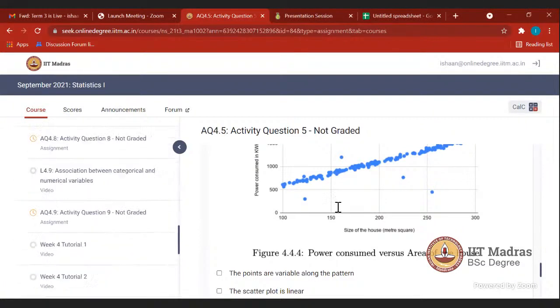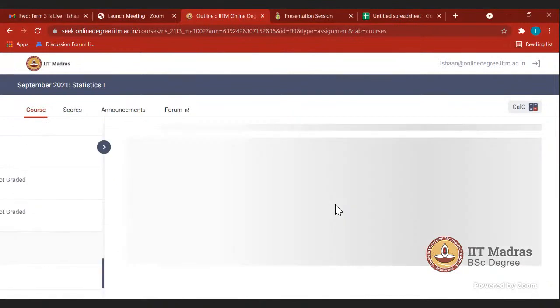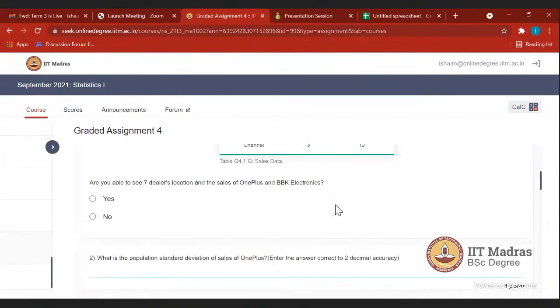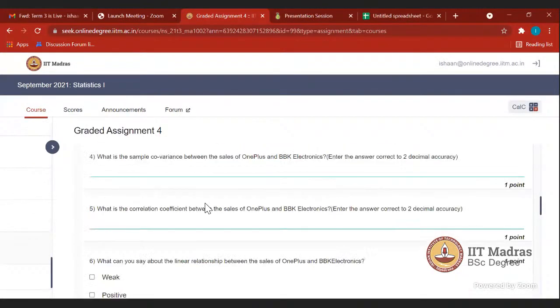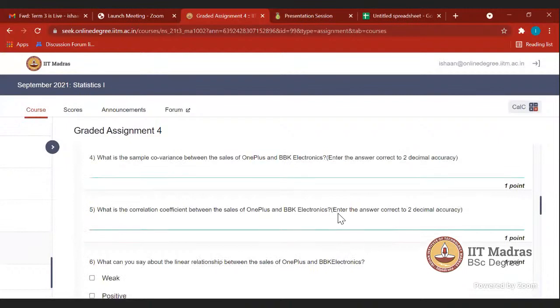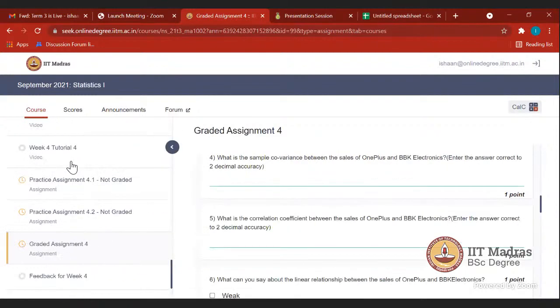In the question where the correlation coefficient is asked, question number 5, which correlation coefficient is it talking about, sample or population? Both will give you the same answer. It doesn't matter. Calculate from both, you will get the same answer. Okay, thank you, sir.